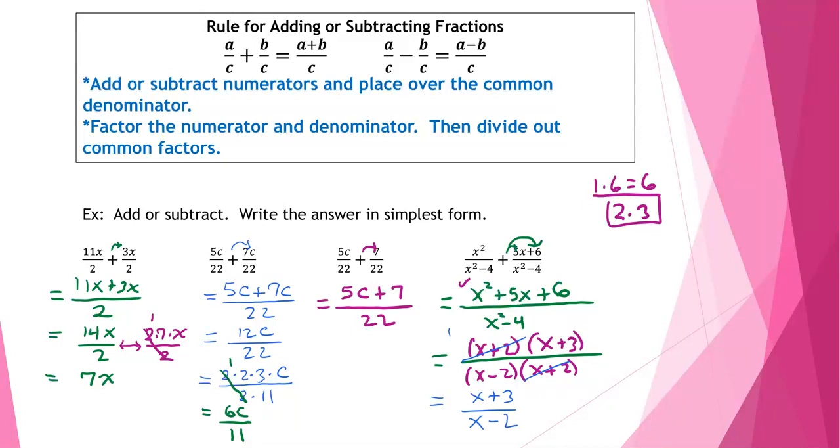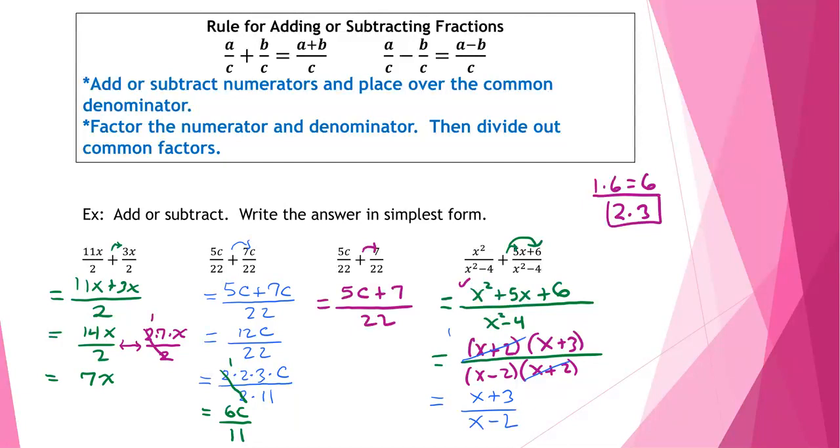And I've talked about this before. You cannot divide out the x's because you can only divide out factors. X is part of the factor x plus 3, so x is just a term in that factor. And then x minus 2 in the bottom, x belongs to x minus 2 in the binomial. And so you cannot just divide the x's out of there.